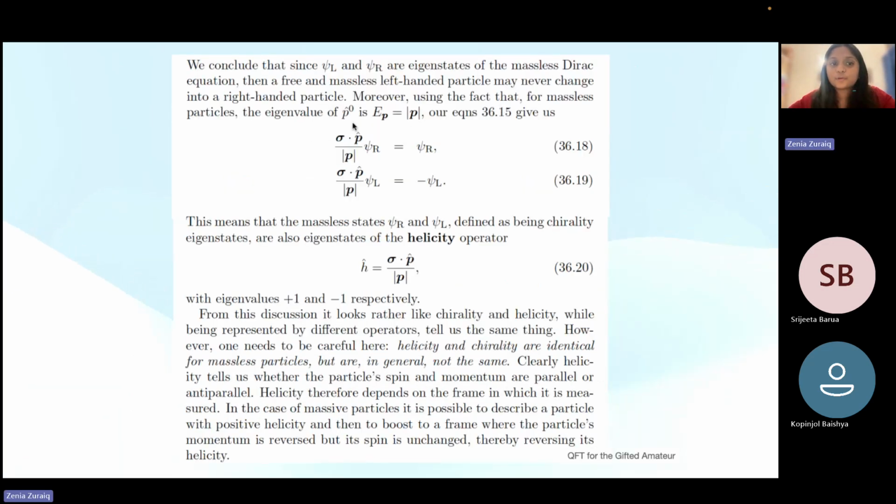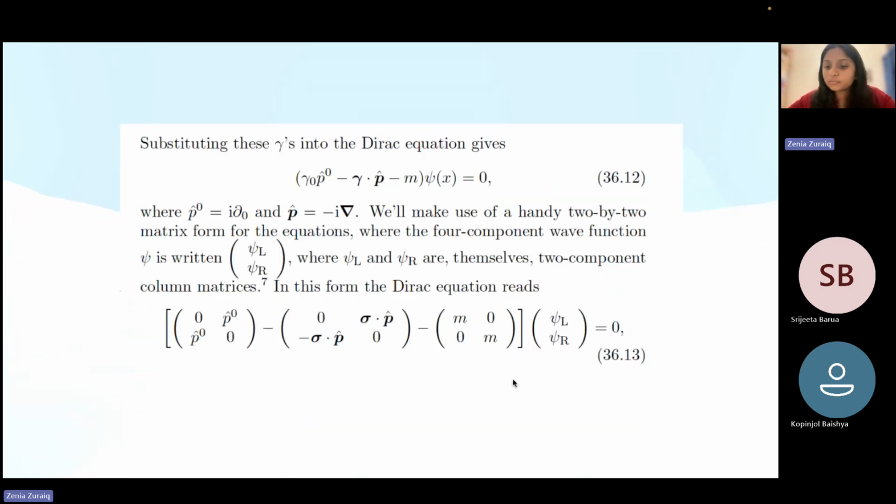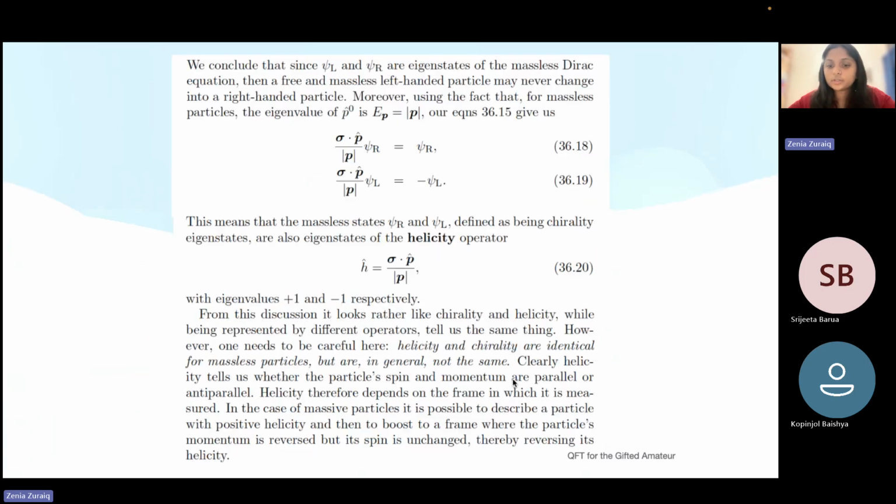Moreover, using the fact that for massless particles, the eigenvalue of P0 is E = |p|. If you think of a photon, for example, the energy of a photon is pc, because the m squared c to the fourth term drops out, so E is just pc. Here c is not there because we are in natural units, so don't get confused about c. By the way, all this is from QFT for the Gifted Amateur, I think chapter 36. There's a chapter on the Dirac equation that you can check out.